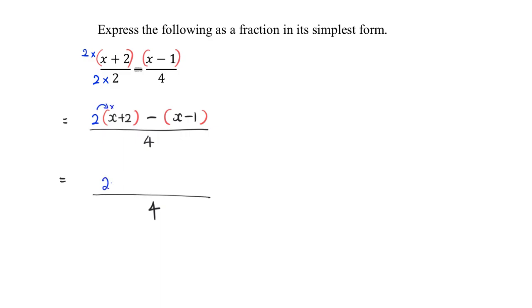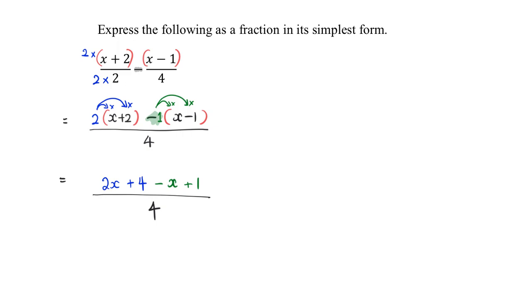Then this is where we are going to expand and simplify. 2 times x, 2x. 2x times 2, that will give me positive 4. Minus bracket x minus 1. If you do not see a number, actually there's an invisible number 1 here, so that it will be negative 1 times x, negative 1x. Negative 1 times negative 1, positive 1.